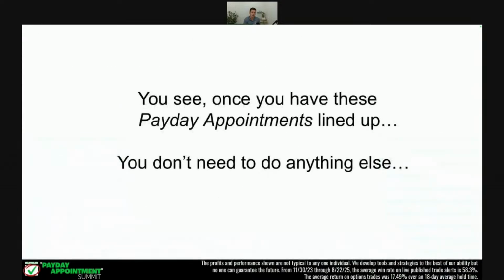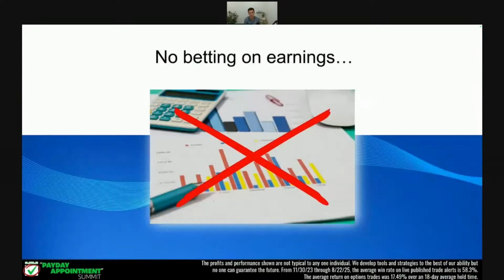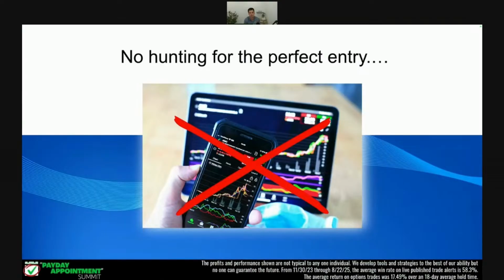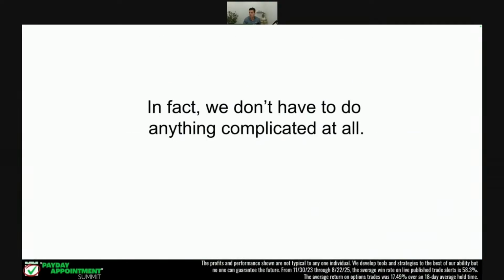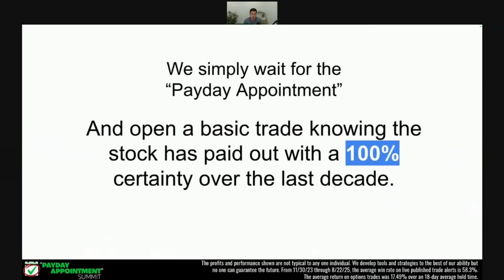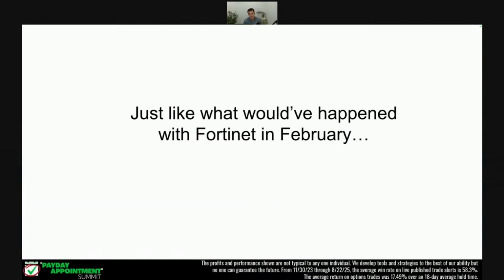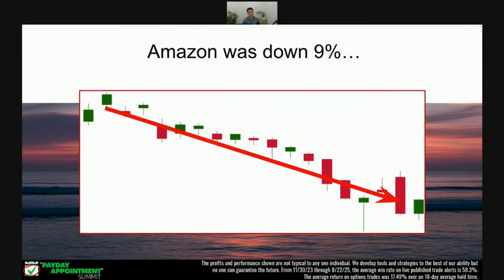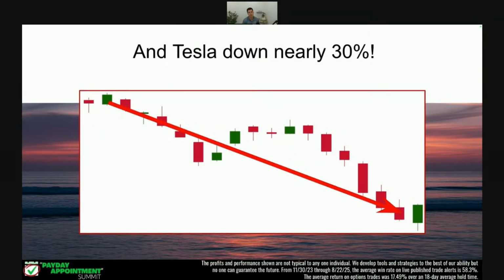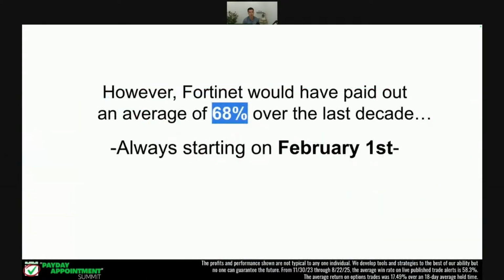You see, once you have these payday appointments lined up, you don't need to do anything else. We don't have to bet on the earnings. We don't have to hunt for perfect entries. And we don't have to spend hours trying to decode technical patterns. In fact, we really don't need to do anything complicated at all. We simply wait for that payday appointment to roll around on the calendar, and open a basic trade knowing the stock has paid out with 100% certainty over the last decade, just like what would have happened with Fortinet in February. Now, at the time, most of the tech stocks were struggling to stay afloat. Microsoft down 3%, Amazon down 9%, Tesla down nearly 30%. Ouch.